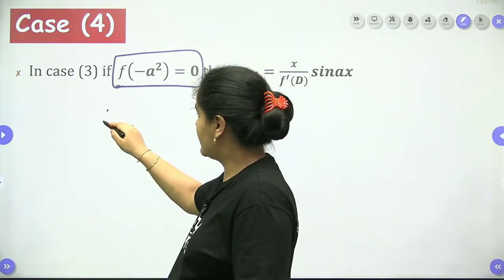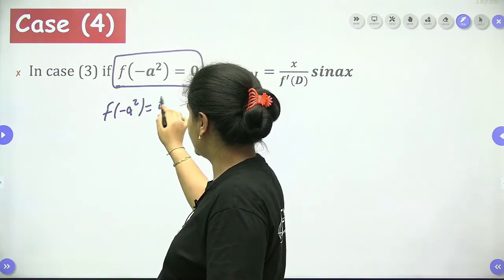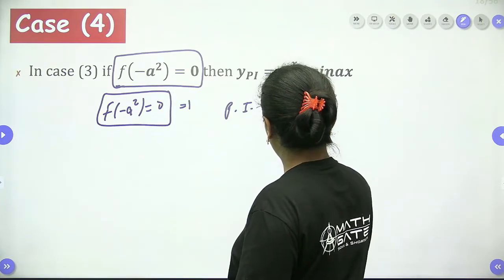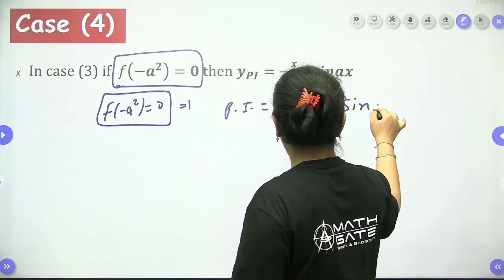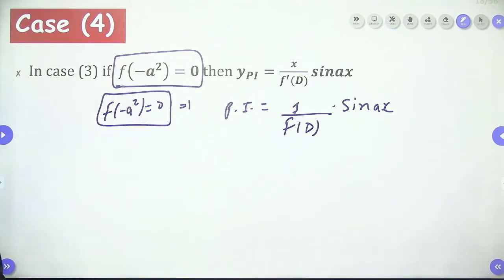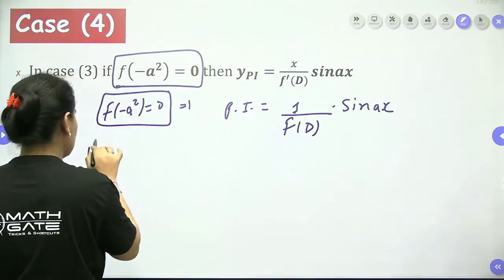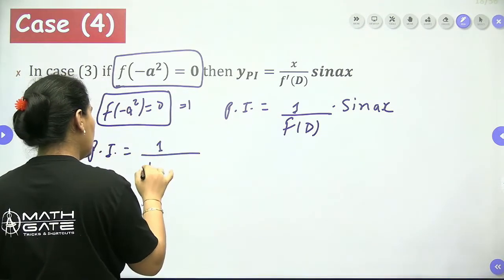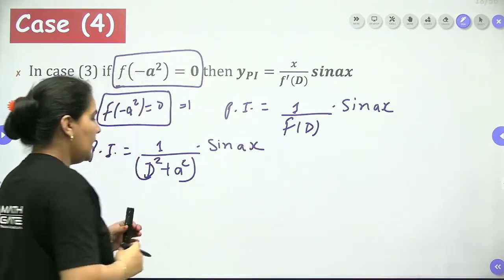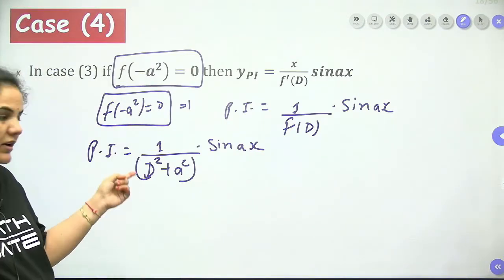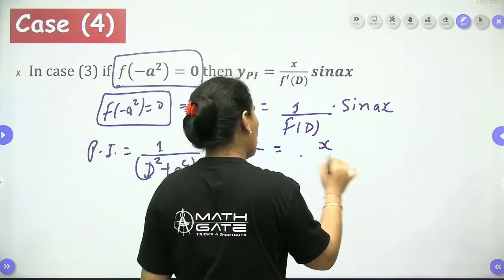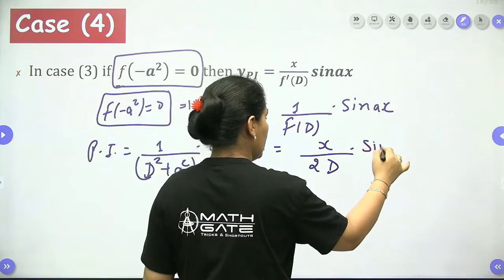When your f of minus a square is equal to 0, let me write down here two approaches. Okay, f of minus a square is equal to 0, and you have to find out the PI of 1 by f(D) into sine of ax. Suppose first let's talk about the sine of ax case only. So exactly the question will be like this. When you have D square plus a square into sine of ax, and you put D square in the place of D square minus a square, it will be 0 only. So it can be written in the form of x by 2D into sine of ax.